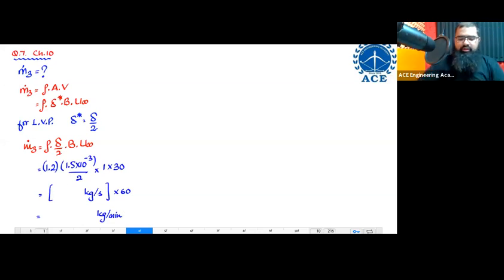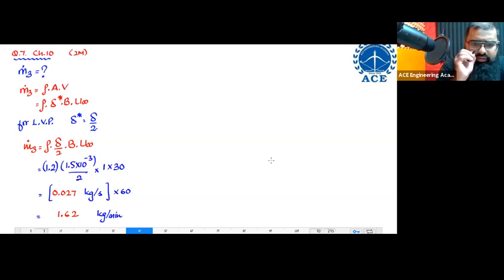Okay, many of you have given me the correct answer. 1.62 kg per minute is the answer. Let me write it like this: 0.027 kg per second or 1.62 kg per minute. In the mechanical paper, this type of question has appeared in the examination for 2 marks.